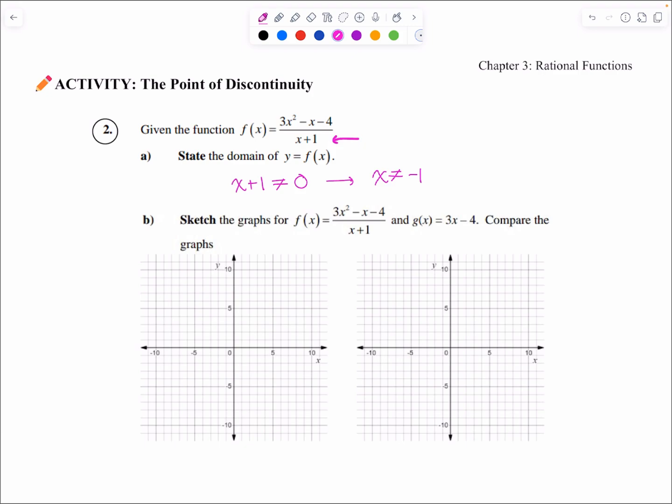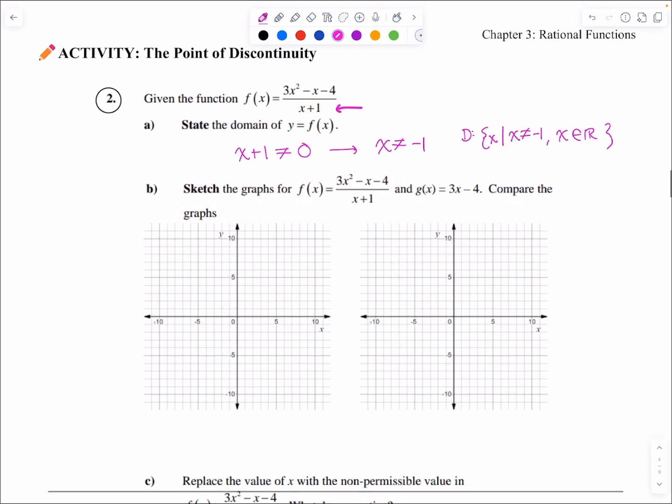So we could say the domain of this function is, in set notation, x cannot equal -1, but x belongs to the set of real numbers. That's really the only condition, that x cannot equal -1, or we would get a division by 0. Okay, the next question is to sketch the graphs for these two functions. I'm going to use the Desmos graphing calculator to do that, and then we'll see what we're dealing with. It says sketch the graphs of 3x squared minus x minus 4 all over x plus 1, and then 3x minus 4.